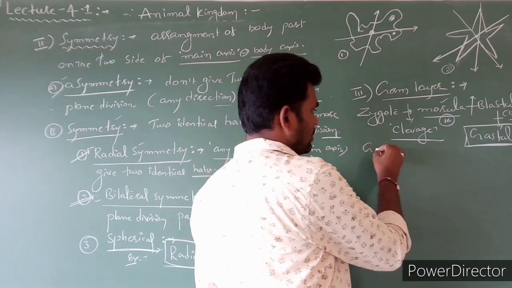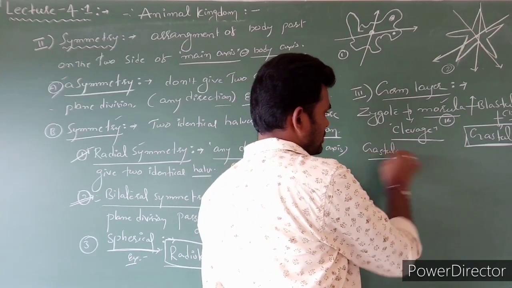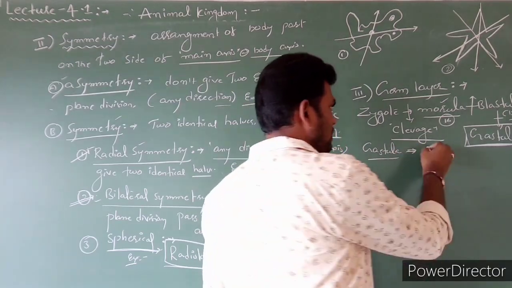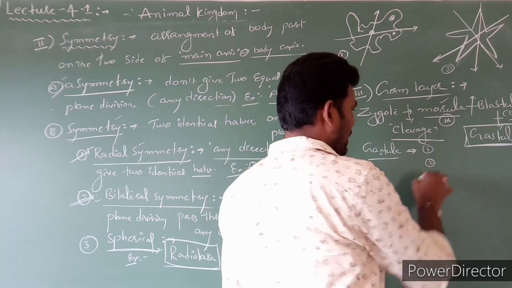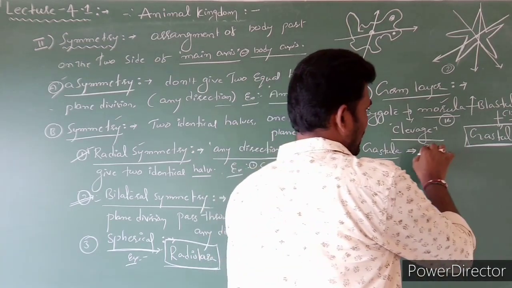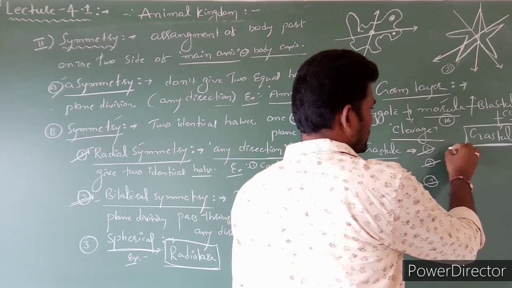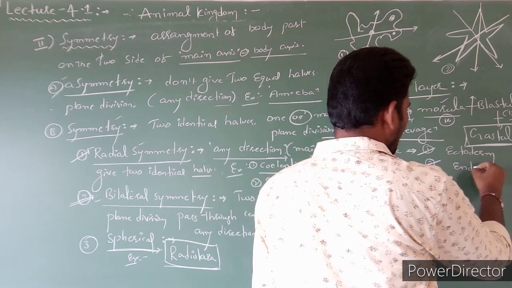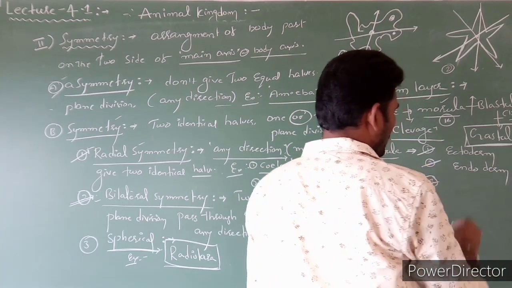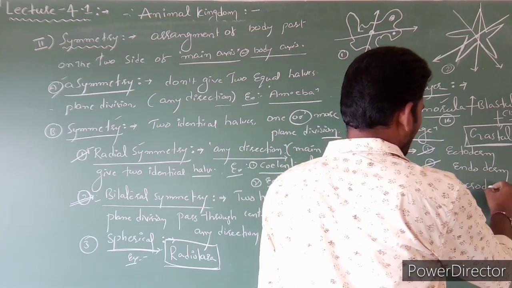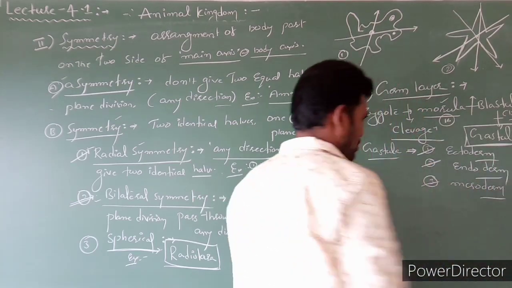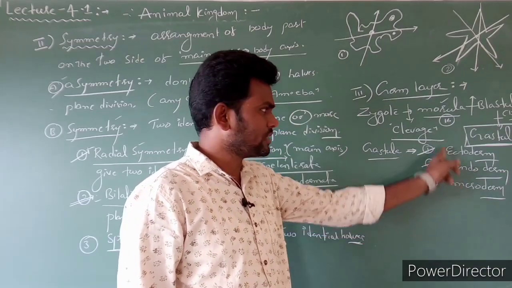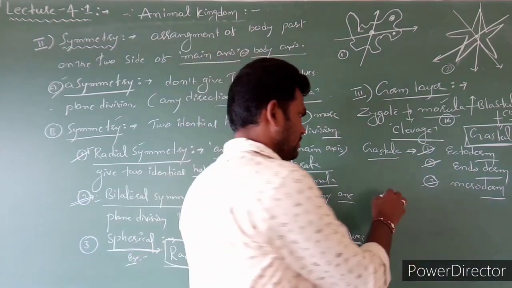In gastrula, a round ball-like structure is formed. On it we can notice different layers. So these layers are germ layers. First one is ectoderm. Second one is endoderm. Third one is mesoderm. So this ectoderm, endoderm and mesoderm, these layers we can call germ layers.